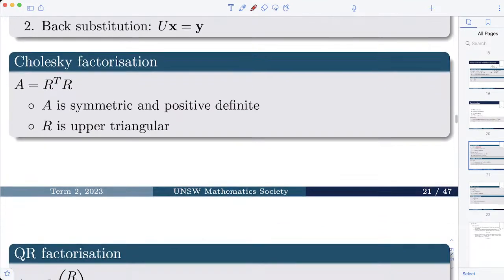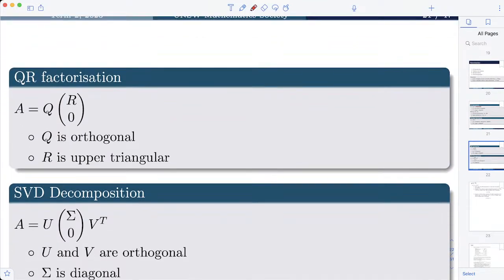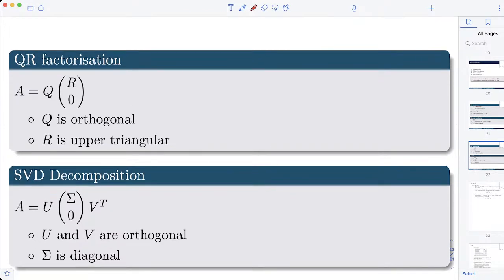Okay, QR factorization: we're breaking it down into an orthogonal matrix and an upper triangular matrix. I write it in this form because when you use QR factorization on a non-square matrix, like an m by n matrix, you have to make up for the dimensions using 0 elements. If you have a square matrix, then it's just A equals QR. And the same thing happens with singular value decomposition.